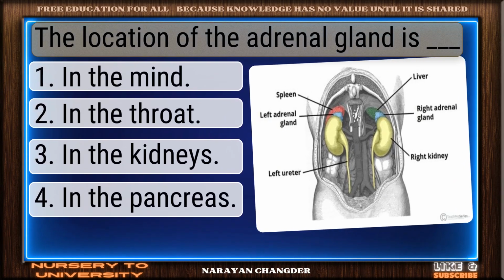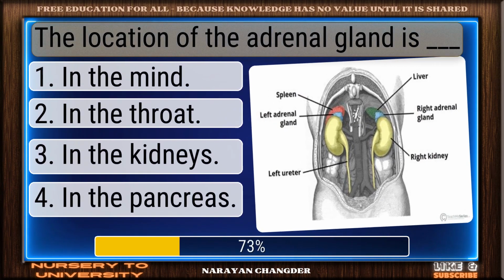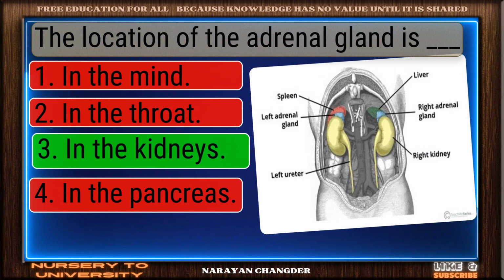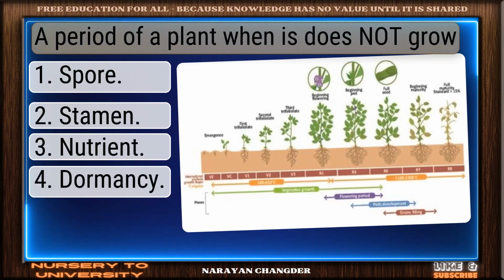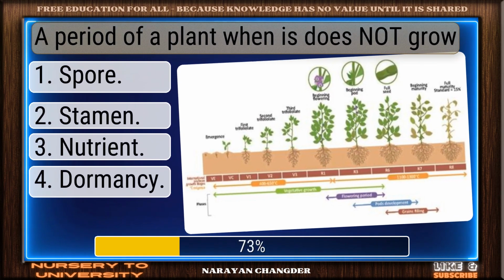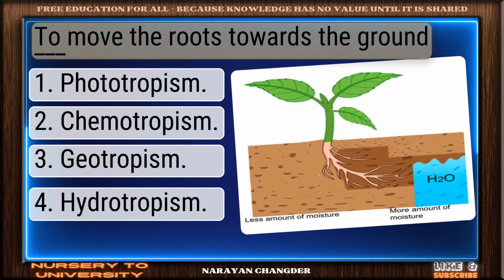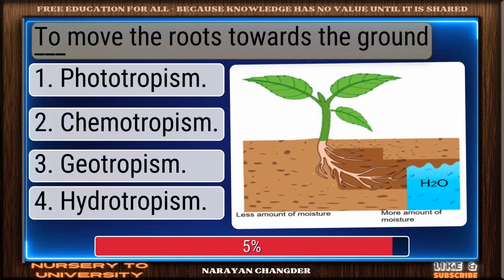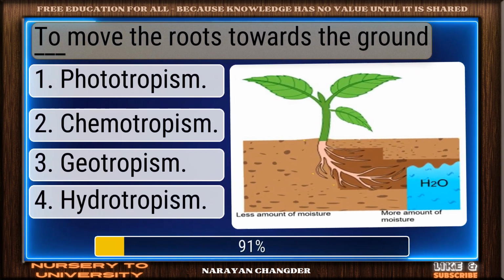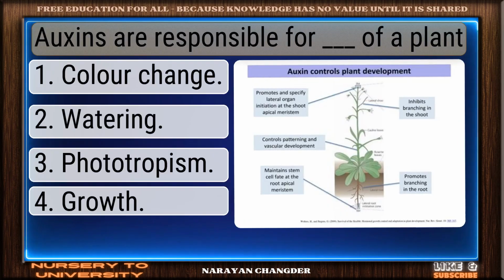The location of the adrenal gland is dash. Well done. In the kidneys is right. A period of a plant when it does not grow. Valid point. Dormancy is true. To move the roots towards the ground, dash. On track. Geotropism is correct.